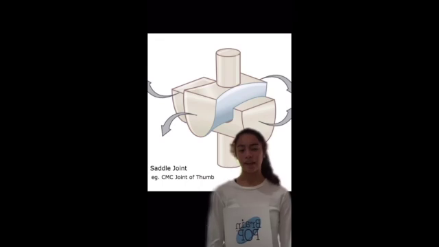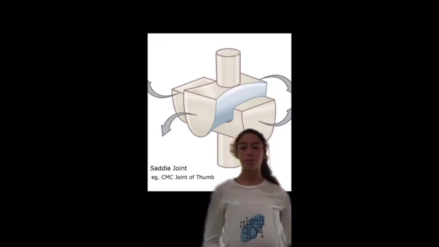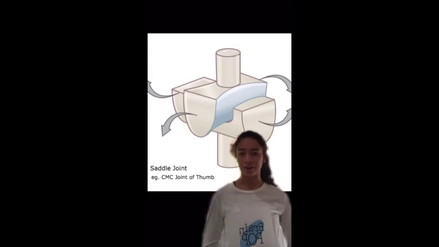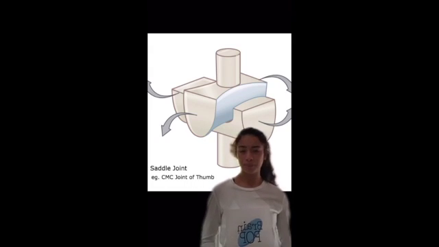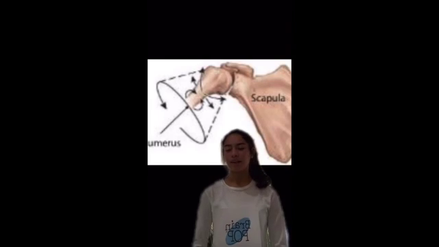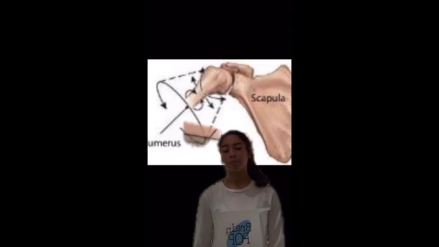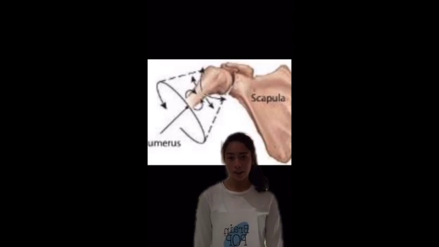Number 5 is the saddle joint. They greatly resemble condyloid joints, but they allow for a greater freedom of movement. The articular surface has both concave and convex areas that are shaped like a saddle. An example would be the carpometacarpal joint of the thumbs. And finally, number 6 is the ball and socket joint. The spherical or hemispherical head of the bone articulates with the cup-like socket of another. An example of the ball and socket joints would be your shoulder and hip joints.